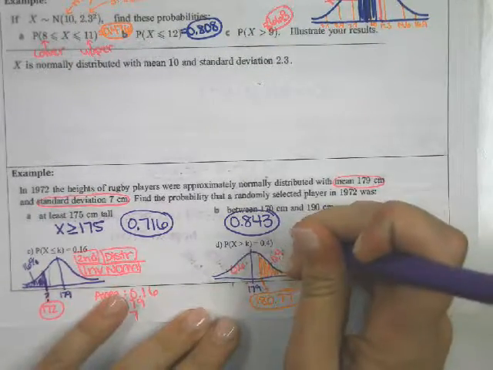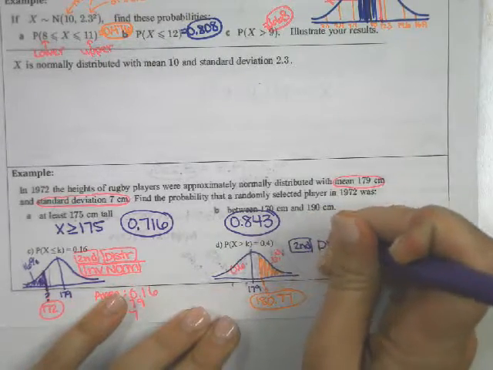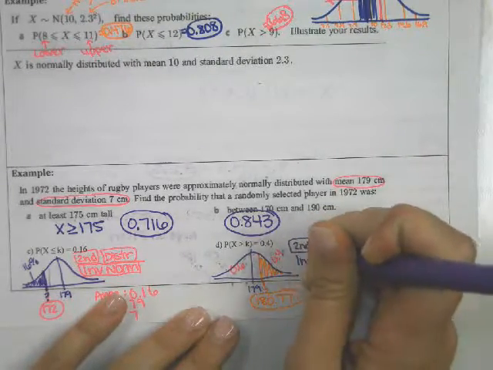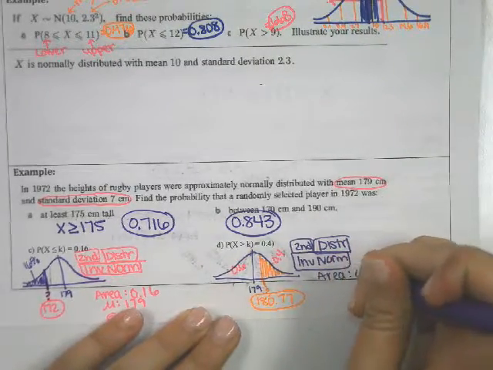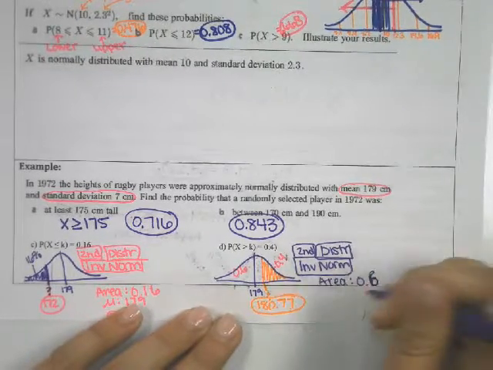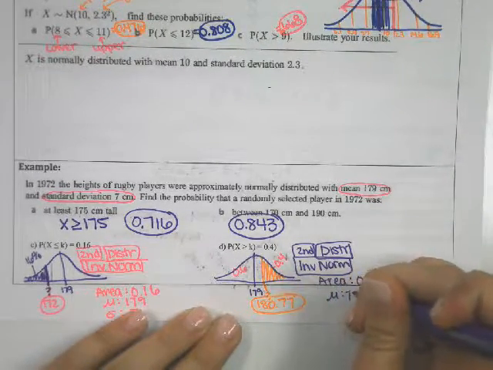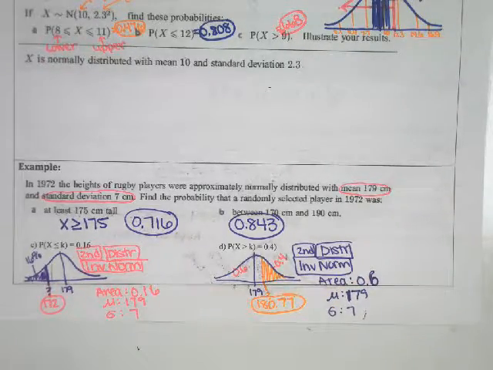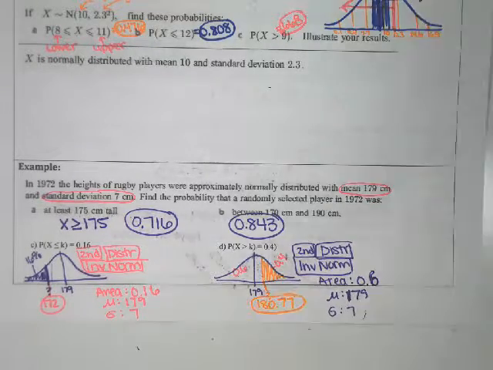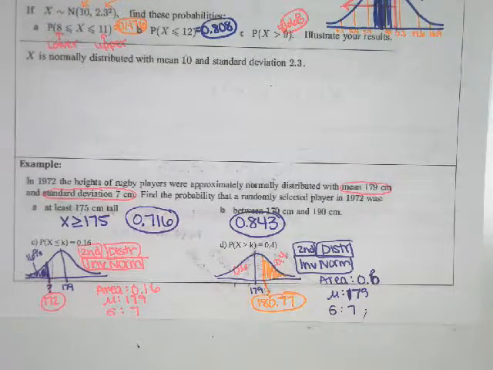So that one we pressed second distribution, inverse normal, and for our area we use 0.6 because that's the area less than. Our mean is 179 and our standard deviation was 7. Okay. Alright, this should help you get started on 10A, B, and C. C, you're probably going to need a little more help with, and so I will be helping you guys a little more with C kind of as we go through it, but this gets you started.